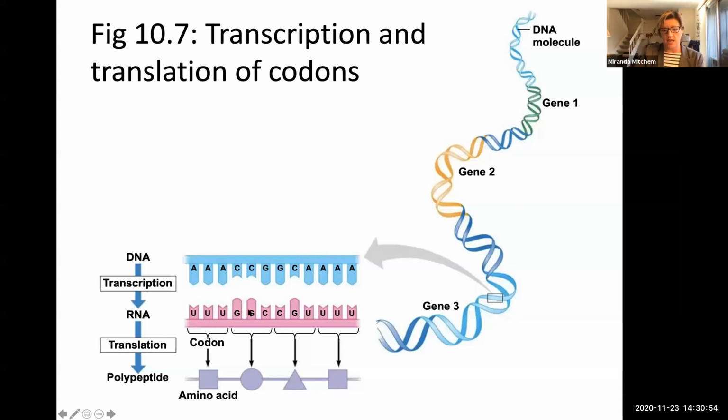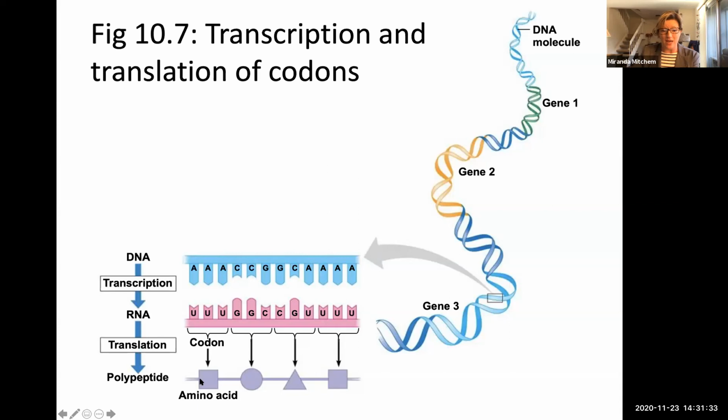C and G are still the same, but then A goes to U. So transcription is creation of this RNA molecule using the DNA as a template through the anti-parallel complementary base pairing rules. The RNA is organized in what are called codons, and these are units of 3 RNA nucleotides. And those are what are read through translation to be made into the respective amino acids.